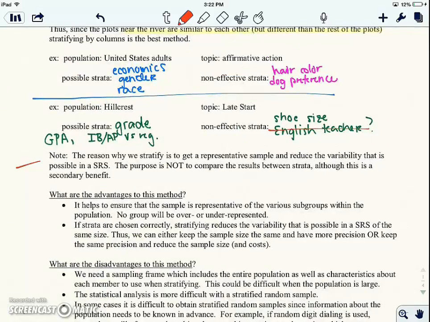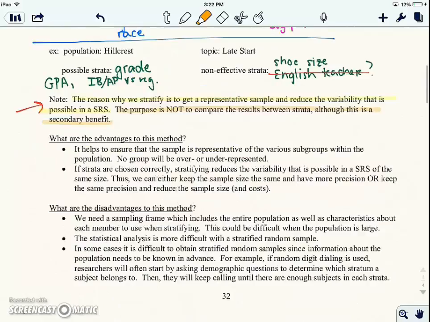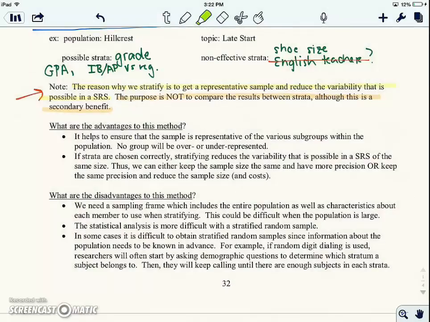Note, the reason why we stratify is to get a representative sample and reduce variability that is possible in a simple random sample. The purpose is not to compare the results between strata, although often we can. That's a secondary benefit. What are the advantages to this method? It helps to ensure that the sample is representative of the various subgroups within the population and that no groups are over or underrepresented.